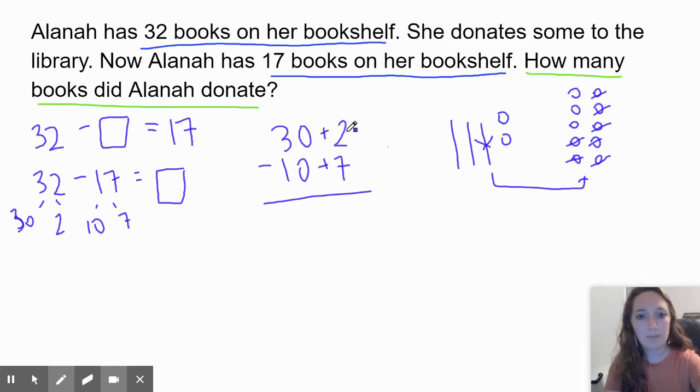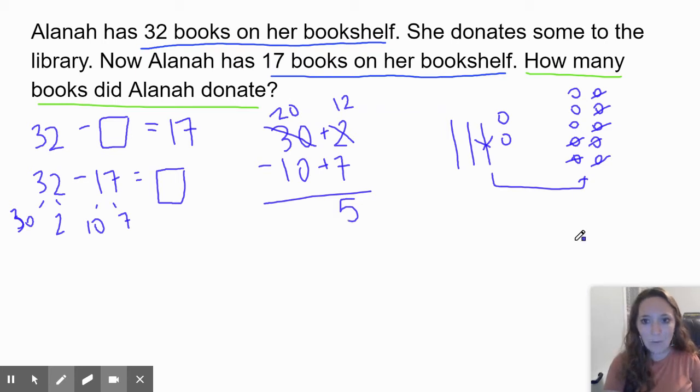And to show that with my expanded form strategy, I didn't have enough ones to take away. I only have 2. I have 7 ones to take away. So I'm going to take a 10 to the bank. So now I only have 20 left, 2 10s. And that matches that here. Now instead of 2 ones, now I have 12 ones. Now I can take away 7 ones. And now let's see what we have left. 1, 2, 3, 4, 5. 5. And 12 minus 7 is 5.